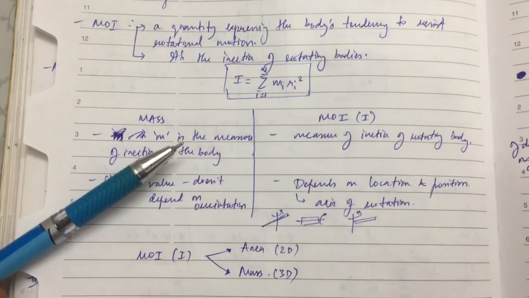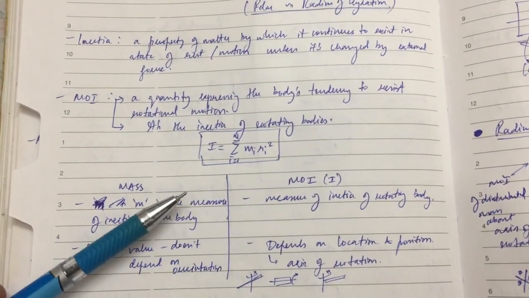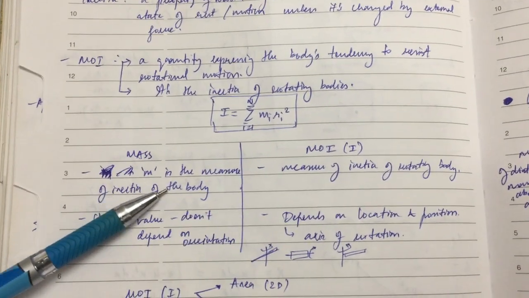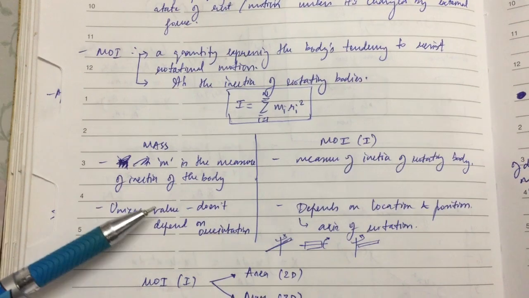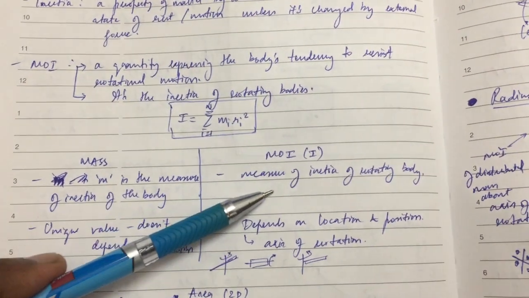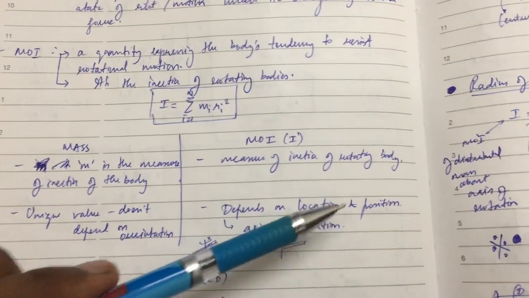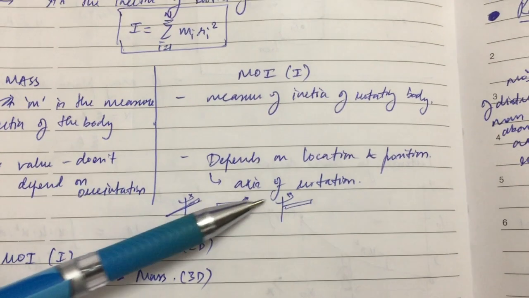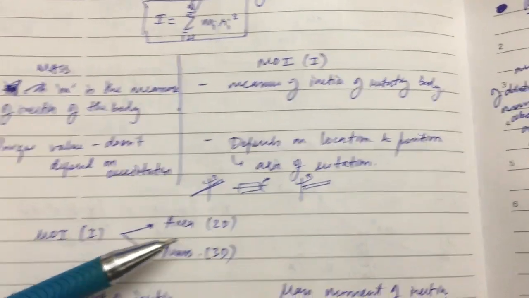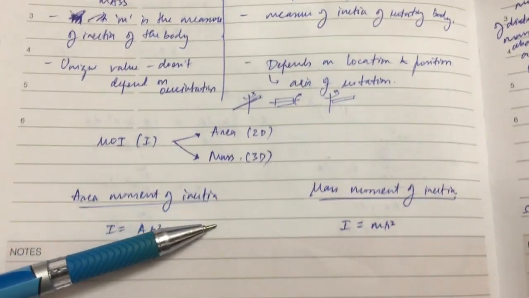In moment of inertia there are two types. What is the difference between mass and moment of inertia? Mass is a measure of inertia of the body, and it is a unique value. It doesn't depend upon the orientation. But moment of inertia is a measure of inertia of a rotating body, and it depends on the location and position, that means orientation. It depends on how you put the body and how it rotates along the axis of rotation.